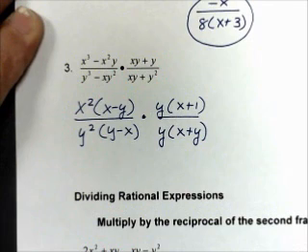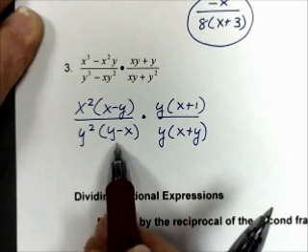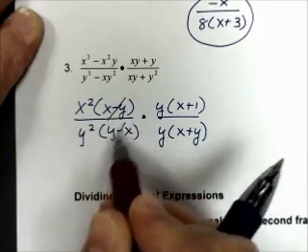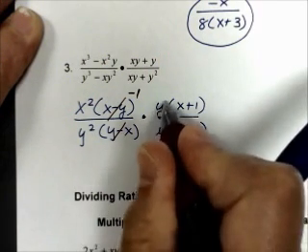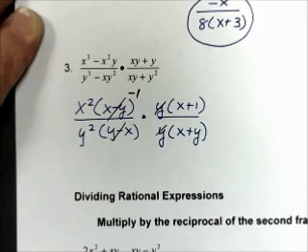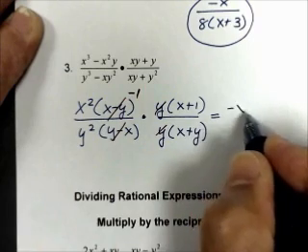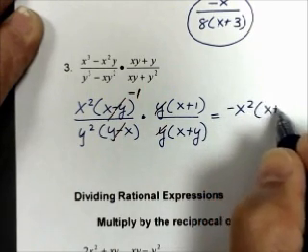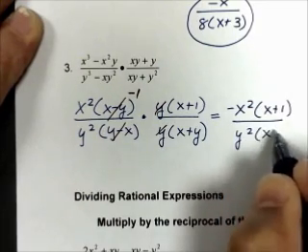Now, dividing out, the x minus y and the y minus x here, recognize as being opposites. So I'll divide those out and put a negative 1 in the numerator. Again, the negative 1 can go in the numerator or denominator. It does not matter. The y's here divide out. And that looks to be about it. So we have negative 1 times x squared, or negative x squared, times x plus 1, over y squared times x plus y.